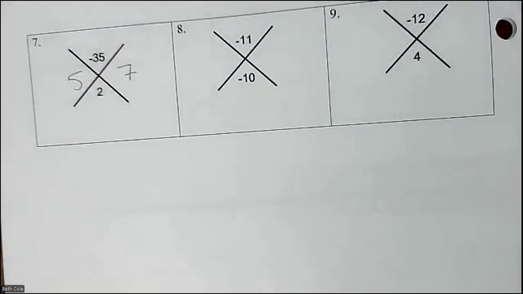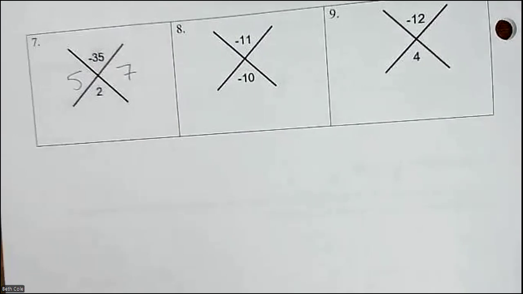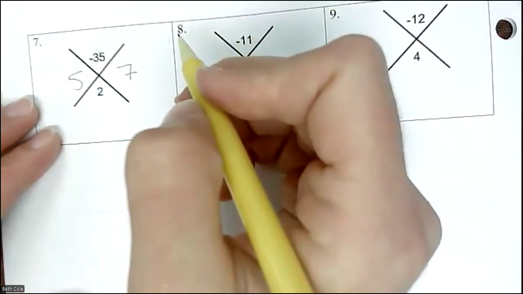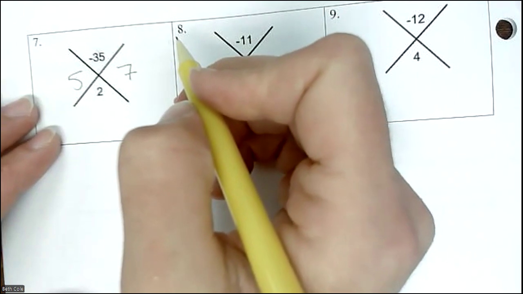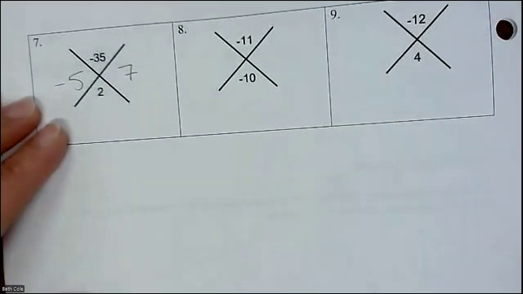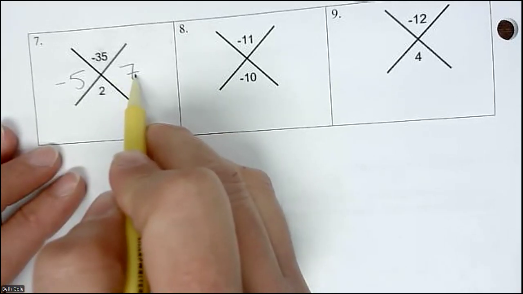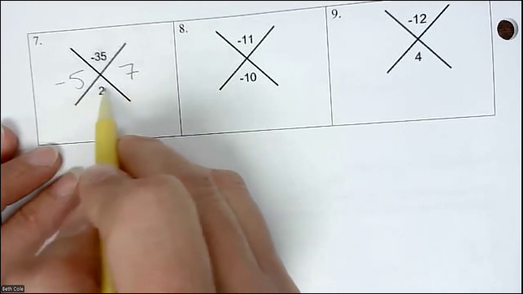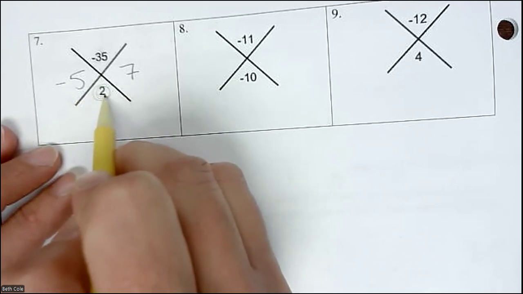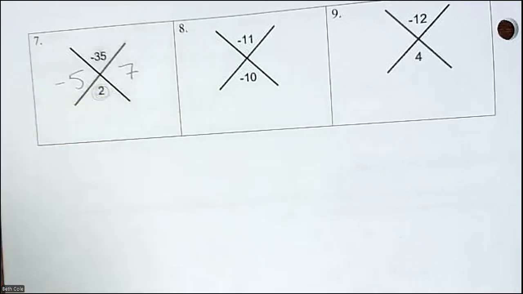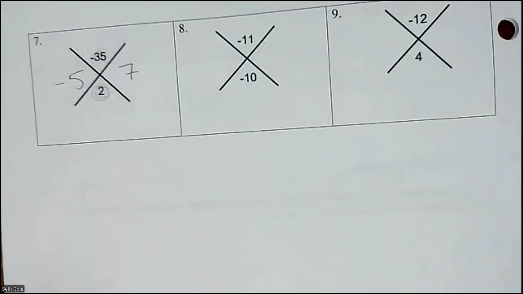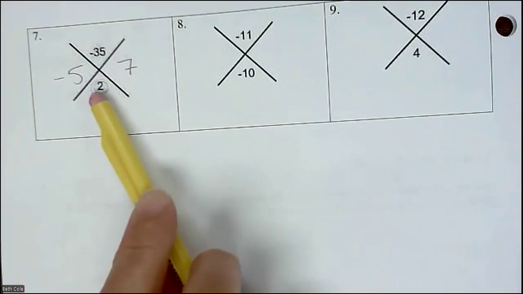In order to listen, you need to not talk. You can't do both at the same time. No. It will be -5 because 7 minus 5 is 2. There we go. If I made the 7 negative instead, then it would need to be -2.